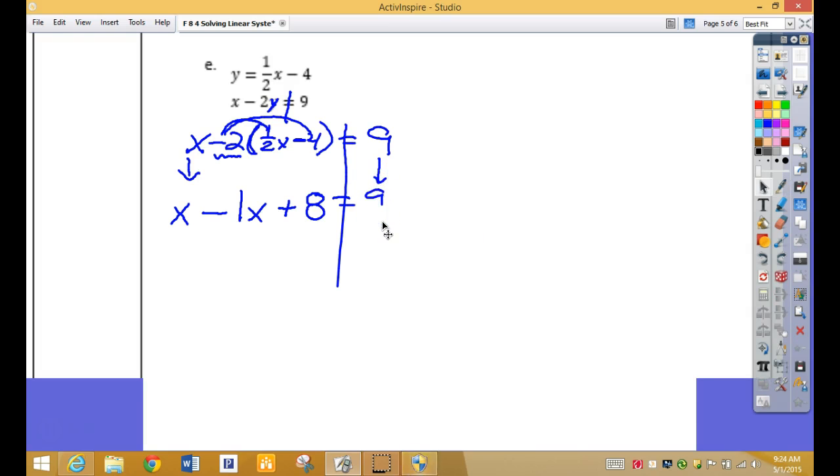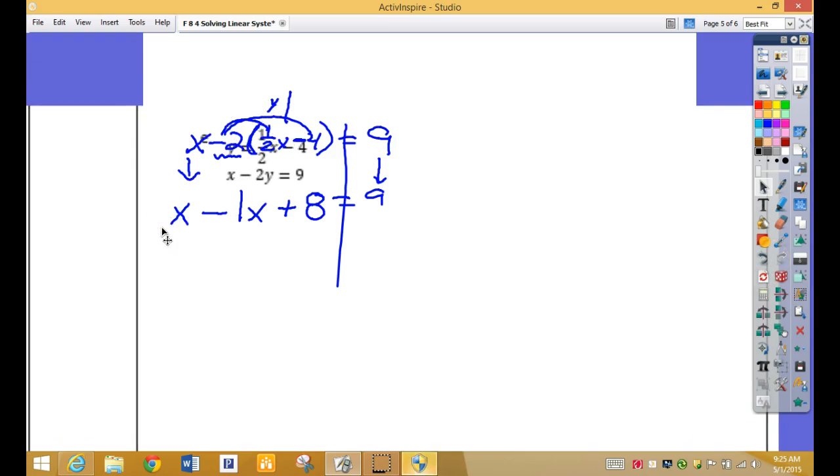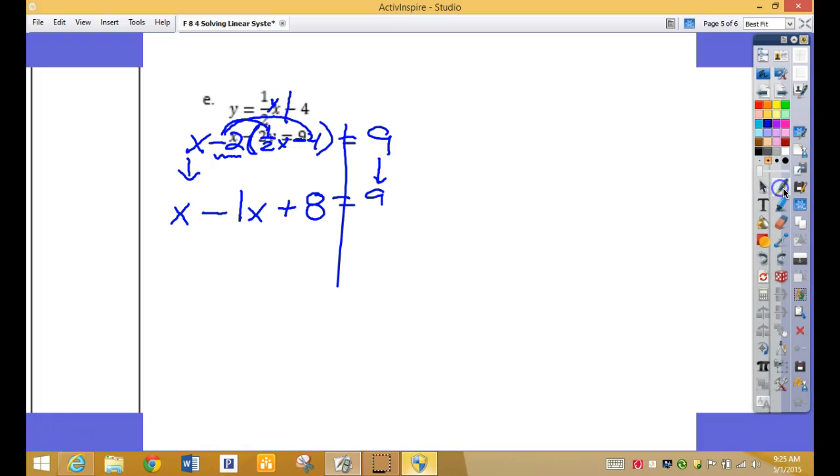Now combine my like terms. What's 1x minus 1x? What happens here? They cancel each other out, make 0x. Make 0, that cancels out. So now I only have 8 left here.